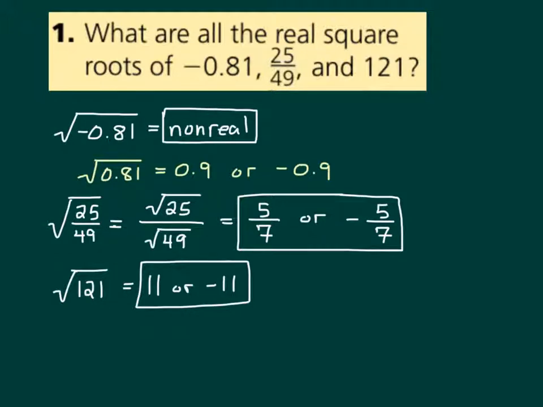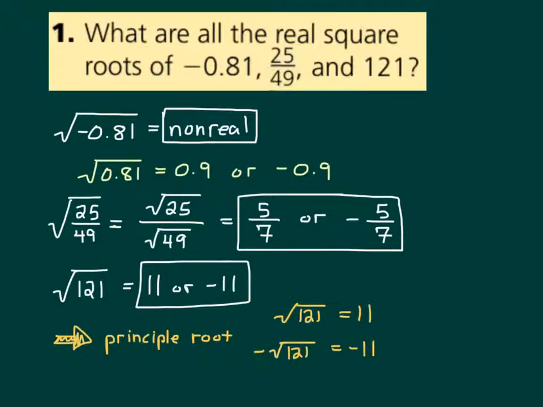Now again, the book talks about what is called the principal root. What the book does with principal root is if they write square root of 121, they are looking for 11. If they write negative square root of 121, they are looking for negative 11. I would prefer you to just understand that if I ask what number squared gives you 121, for example, you understand that it could be 11 or it could be negative 11.